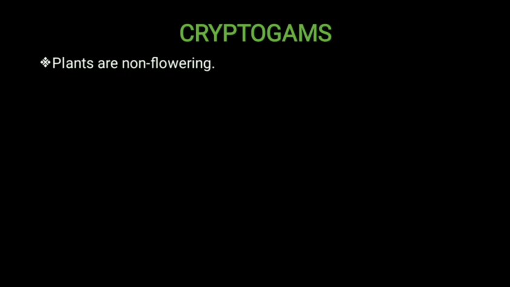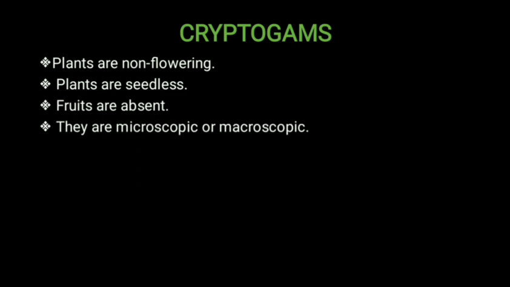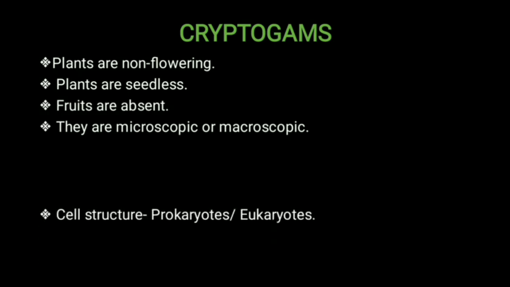So the cryptogams are the plants which are non-flowering. Okay, means they do not bear any flower. Then plants are seedless. Fruits are also absent here in cryptogams. Then they are microscopic or macroscopic. So microscopic means what, children? You cannot see with your eyes directly. It needs a microscope to view the plant. And macroscopic means what? You can see it with your eyes only. So they are microscopic or macroscopic.